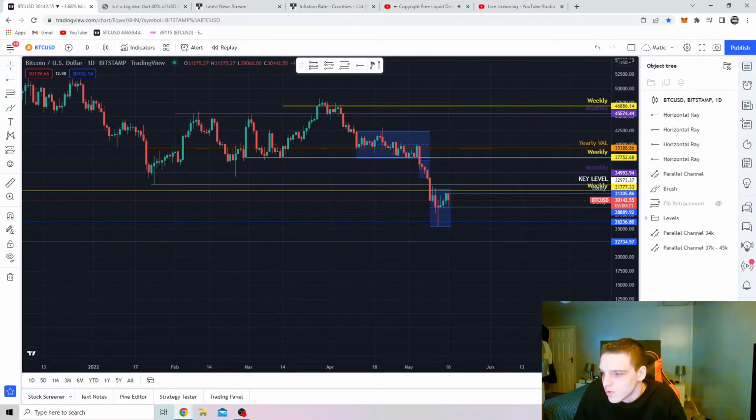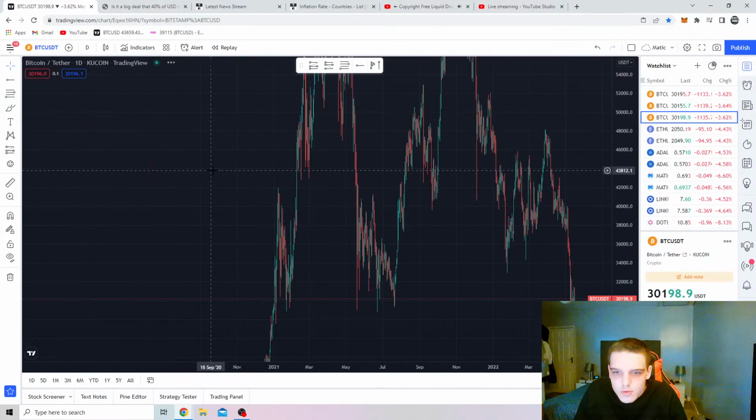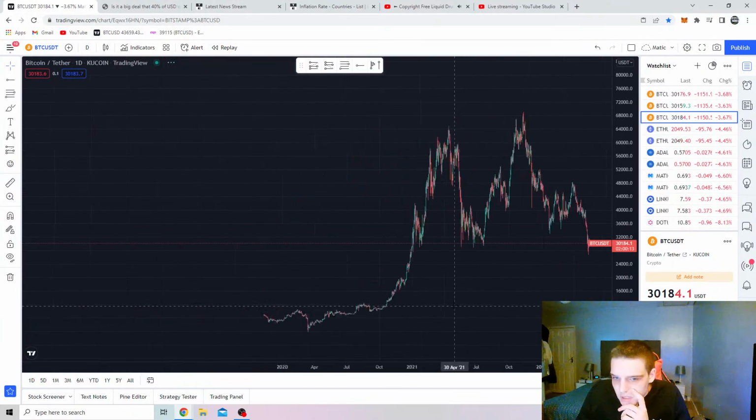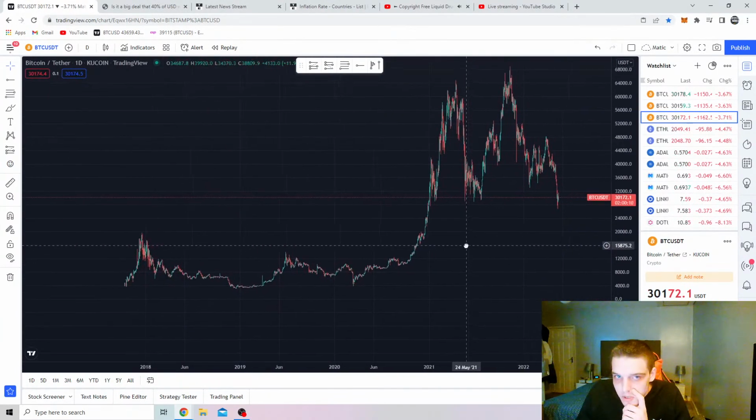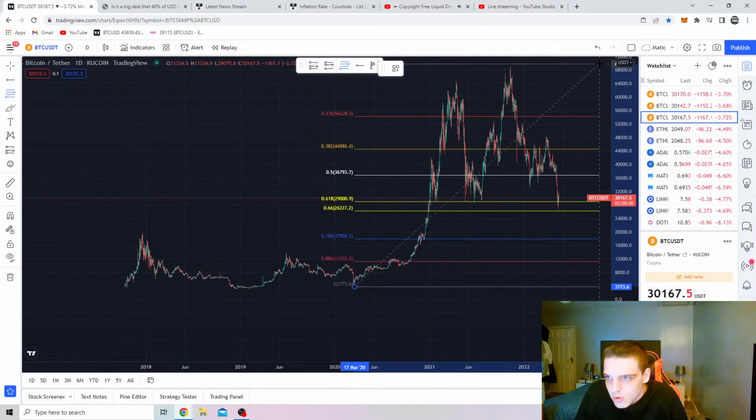Also, if we do want a fresh chart, I just want to show you this. This is something that I've been looking at for a while, and it's proven to be pretty respected at the moment, and that's what I really like about it. So with a simple Fibonacci, we go from the March lows to the all-time high.